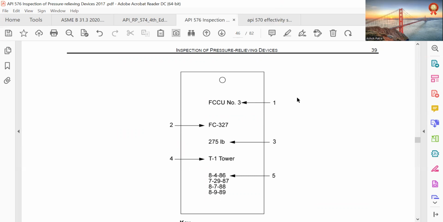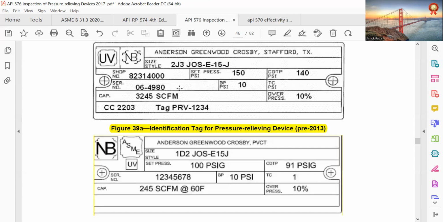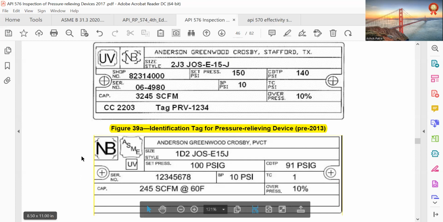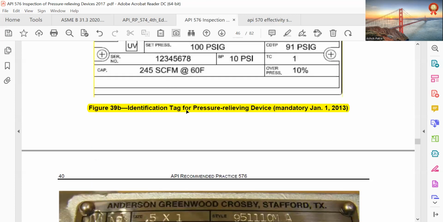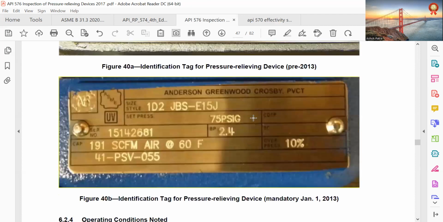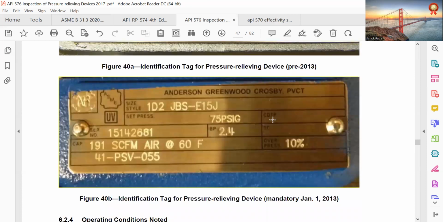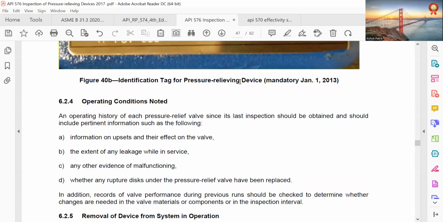FCC U number 3 1 2, C321, like this identification. Anderson Greenwood Crosby. The number tag and this ASME UV identification tag for pressure relieving device mandatory January 1, 2013. Identification tag for a pressure relieving device, PRV.